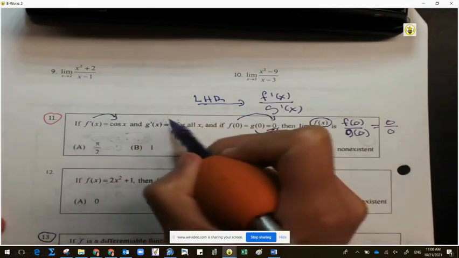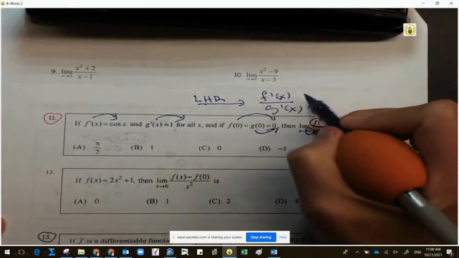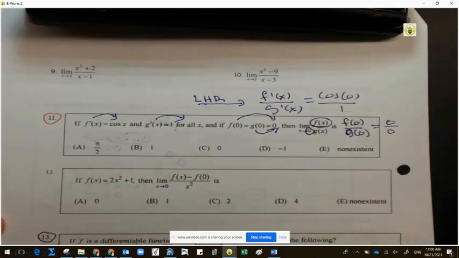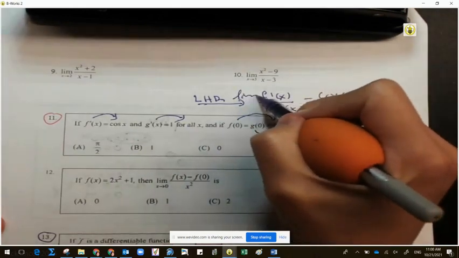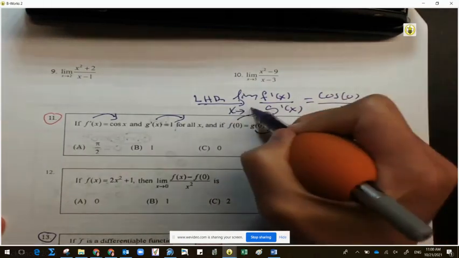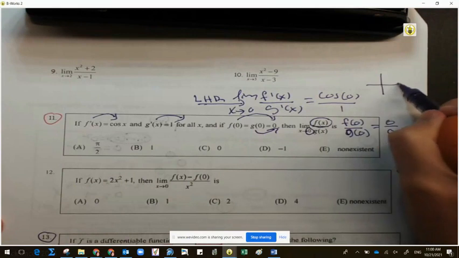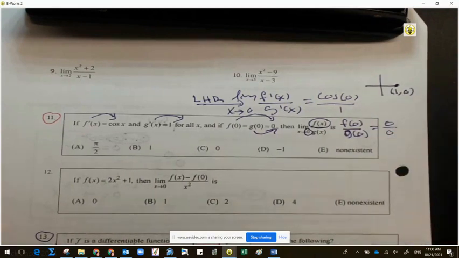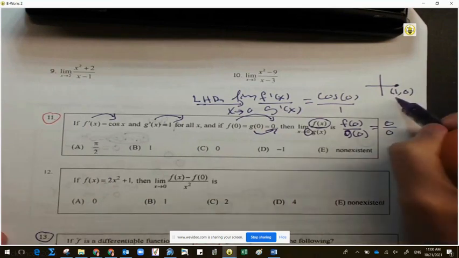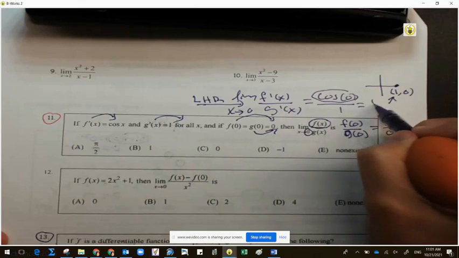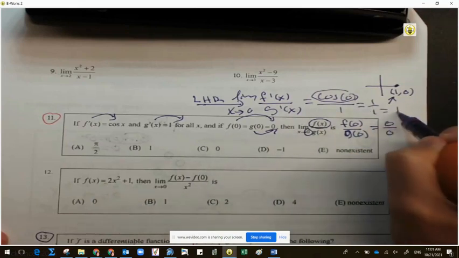Don't I know what those components are by the given? So when I plug it in, I get cosine of 0 over 1. I should have written the limit as well. Oops. And then just a recall, cosine at 0, our ordered pair is 1, 0. Cosine, is it opposite movement or adjacent movement? Adjacent. So we know cosine of 0 is equal to 1 over the 1. It's going to approach 1.